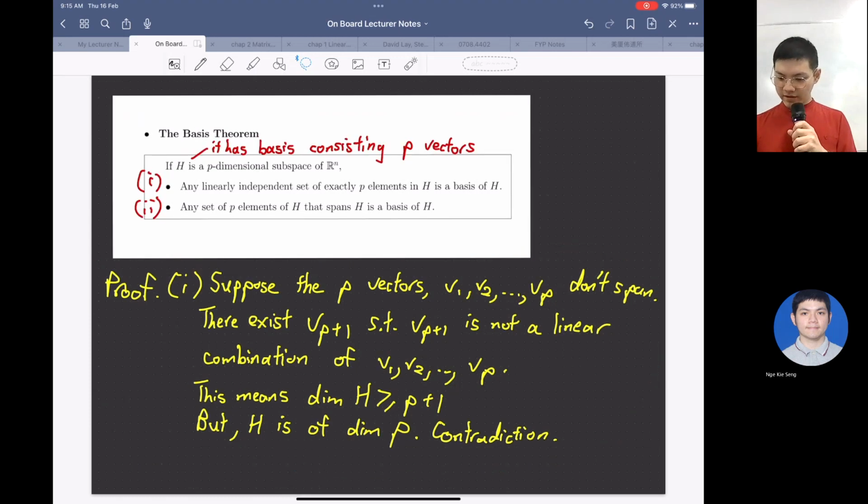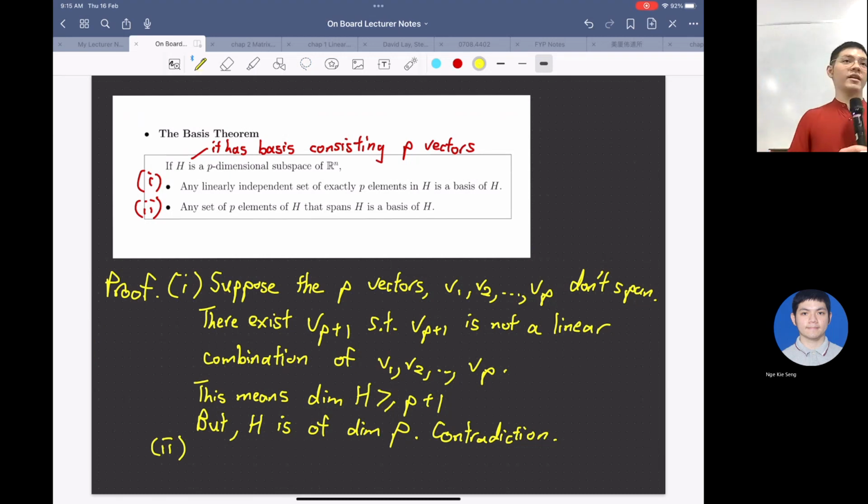Okay. How about the next one, the second part? You have any set of p elements of H that spans H is a basis. So now you already know that it spans. So what condition do you still need? Span and what's the other condition you need for vectors to be a basis? Linearly independent. Okay, so now you need to show that these vectors are linearly independent. How to show these vectors are linearly independent?